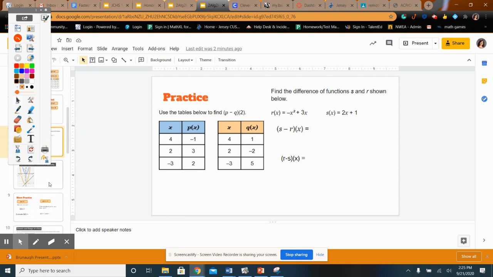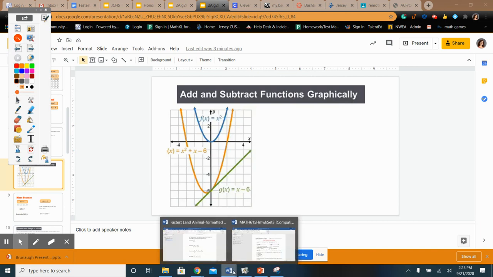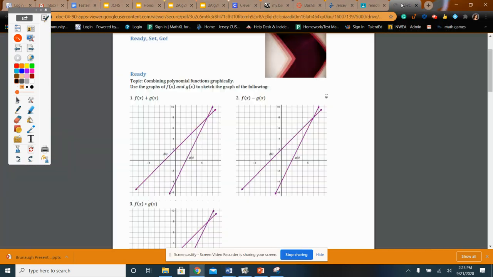What other things can we do? We're going to look at these graphs. And I don't really like the way this graph looks, so I'm going to talk to you about another example that I found real quick first. I opened it up. If I can find it here. There it is. So what we're going to do is take this f of x line and add it to the g of x line.